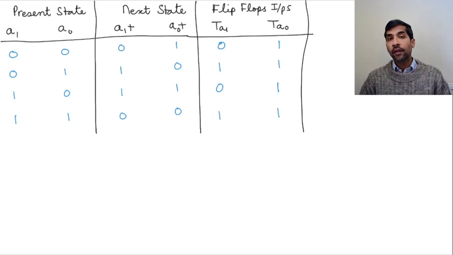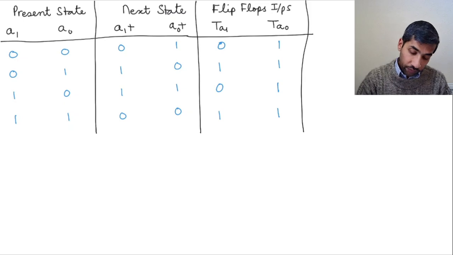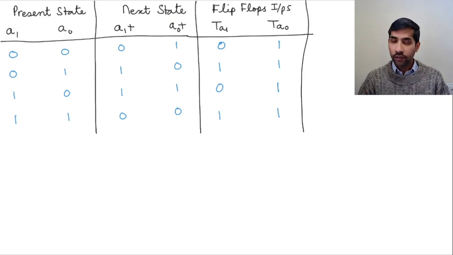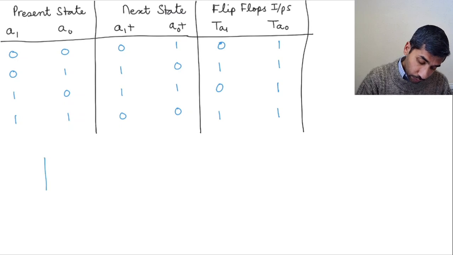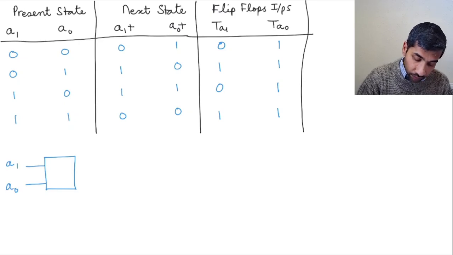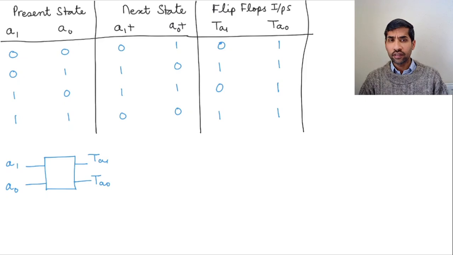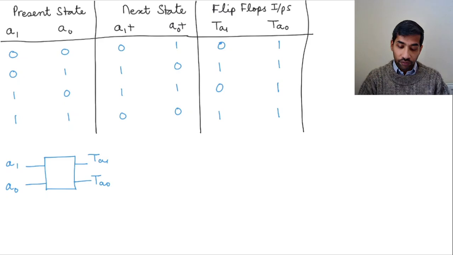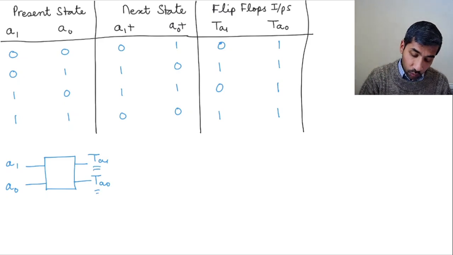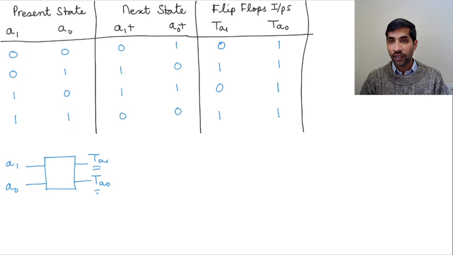Okay. Now, as we said before, what do we need to design? We need to design a combinational circuit which takes as its inputs the present state A1 and A0 and gives as its output TA1 and TA0. Sorry, this is a combinational circuit, right? So if we can do that, then we can connect. We know what the T inputs are going to be, how we get those T inputs, and we can put that together. So let's try to get TA1 and TA0.